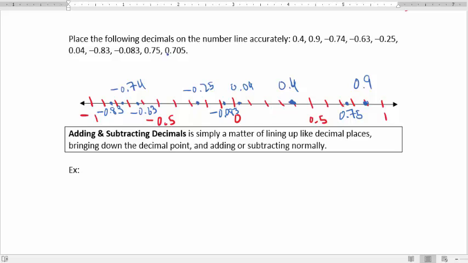And then 0.705, it's close to 0.75, but it's just to the right of 0.7, right? Because it's 0.705. So 0.705 would be like right there. It would almost be on that same mark as the 0.7, right? So that was a tricky one to do because that was very close. When they're that close together, it becomes a little tricky.